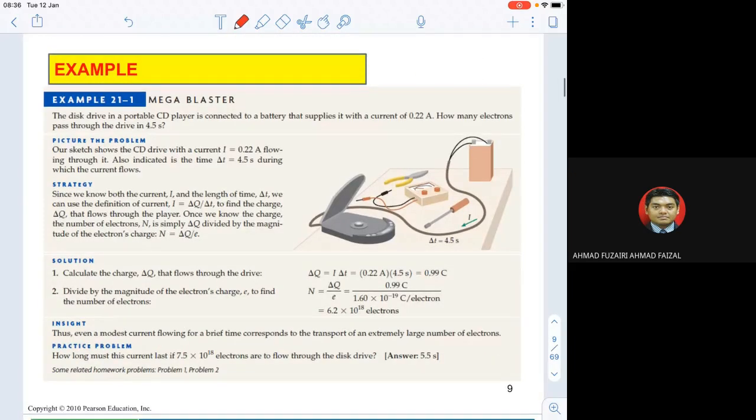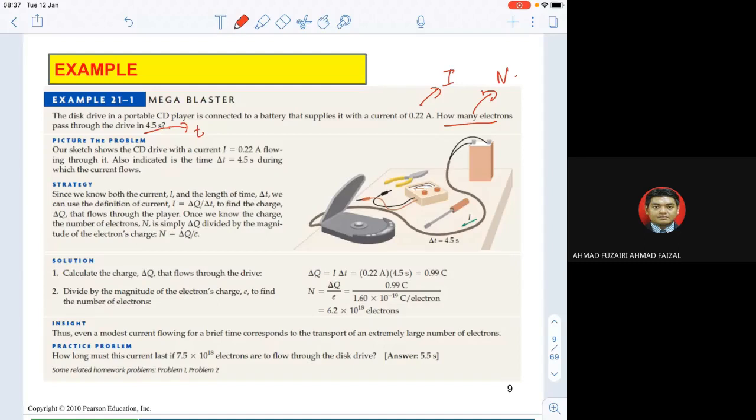Look at the second example. The disk drive in a portable CD player is connected to a battery that supplies a current of 0.22 amperes. So this should be the current. How many electrons pass through the drive in 4.5 seconds? This should be the time. They want to know n, the number of electrons.